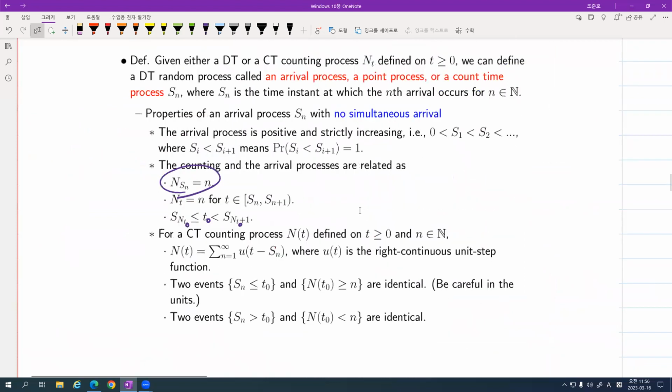And now, since these two events are the same events, the complement events are the same. So you complement this one, which means that S sub n is greater than t0. You complement this event, N of t0 is less than n. They are also identical events. By the way, in manipulating especially Poisson processes or related counting processes, these kinds of tricks are very, very useful. You are asked to compute the probability of some event. It seems very complicated. You convert that event to an equivalent event, or to its complementary event, take the probability and subtract it from 1, then you get the desired probability. Got it?